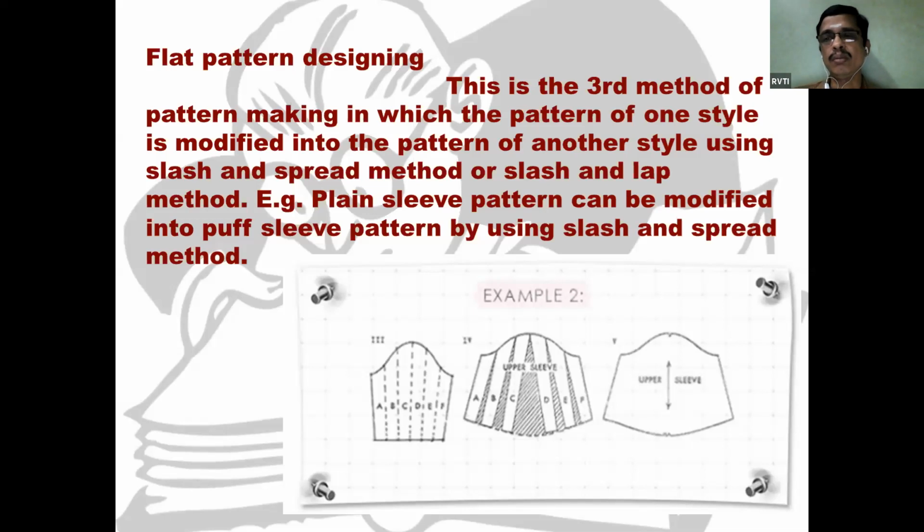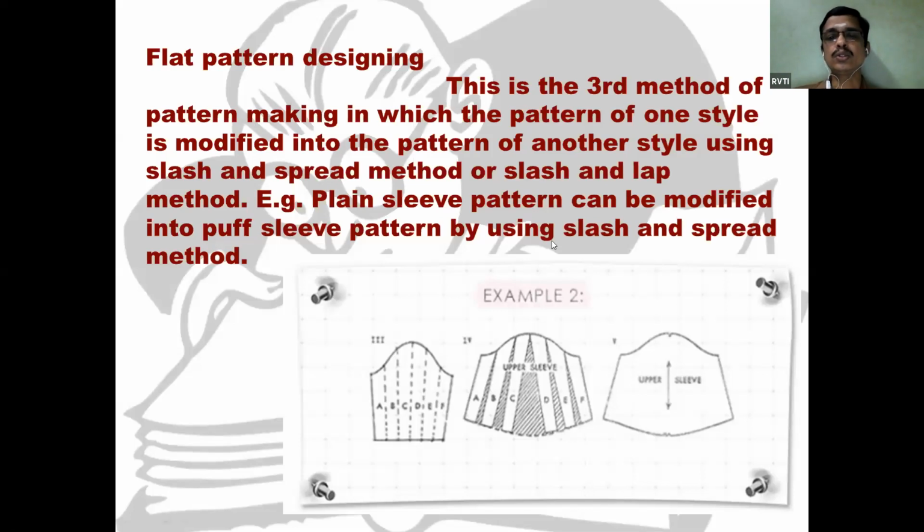So somebody may tell that it's a variation of drafting method. Somebody may tell that it's a new method, because here we are using the pattern. We are simply manipulating the pattern. We are modifying the pattern. So see in the example, one plain sleeve pattern is there. I am using the slash and spreading technique. I just modified it as a puff sleeve. So this is also one of the methods of creating a pattern, method of making a pattern. Somebody may tell this is also one important method of pattern making.